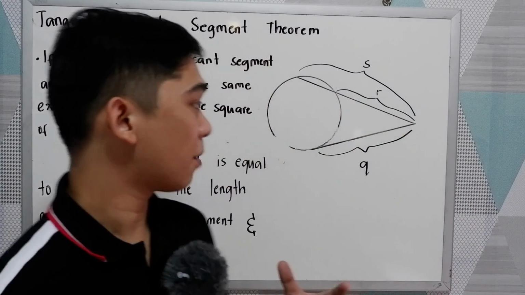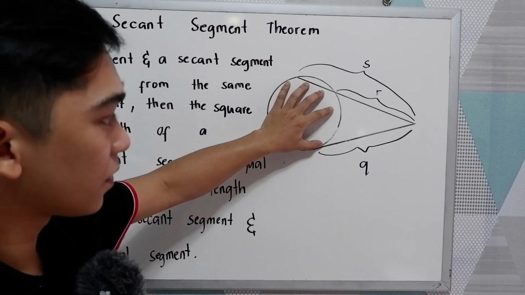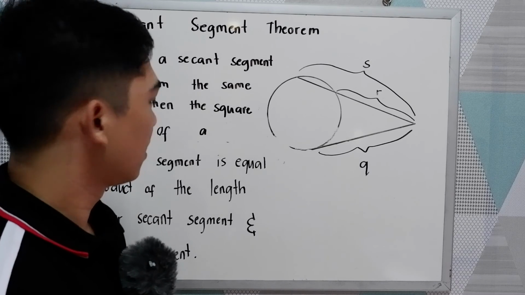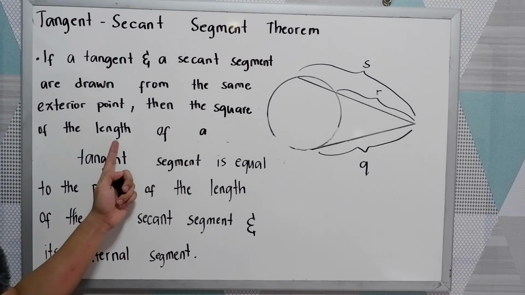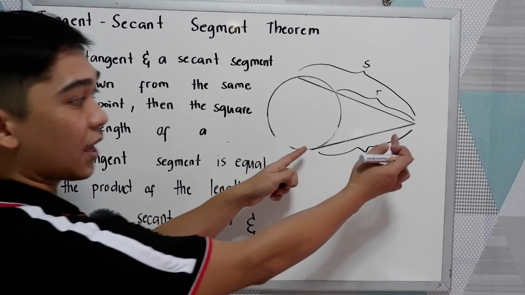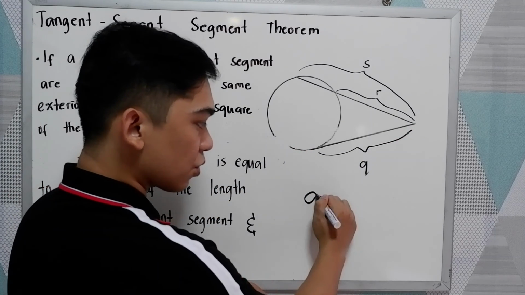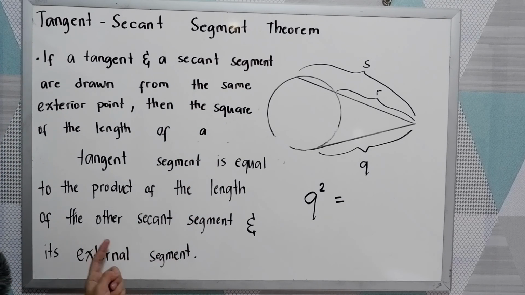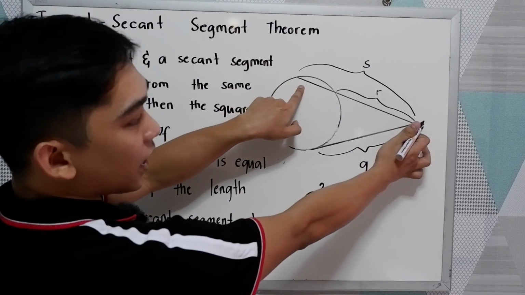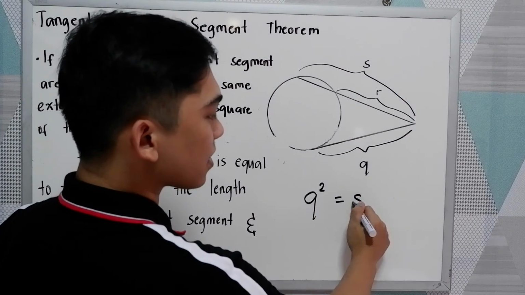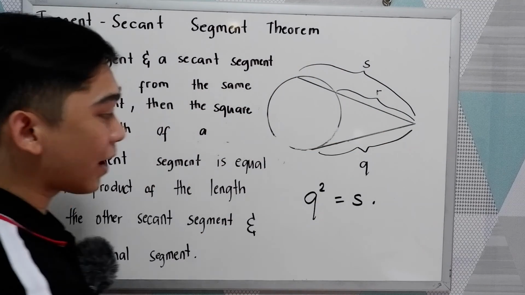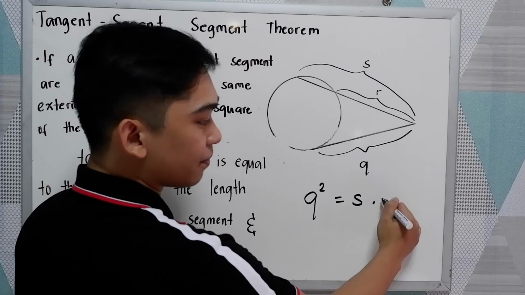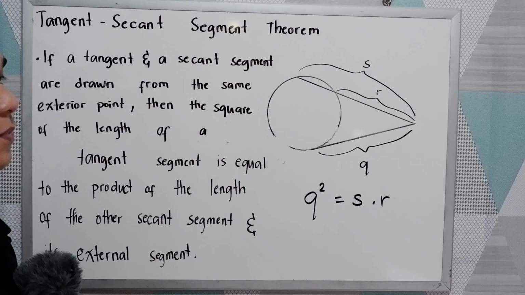To illustrate our theorem, let's say we have this circle, then we have a tangent segment and a secant segment. The square of the length of a tangent segment, so our tangent segment here is q, so q squared is equal to the product of the length of the other secant segment, which is s, the total length, times its external segment. Its external is r, s times r.